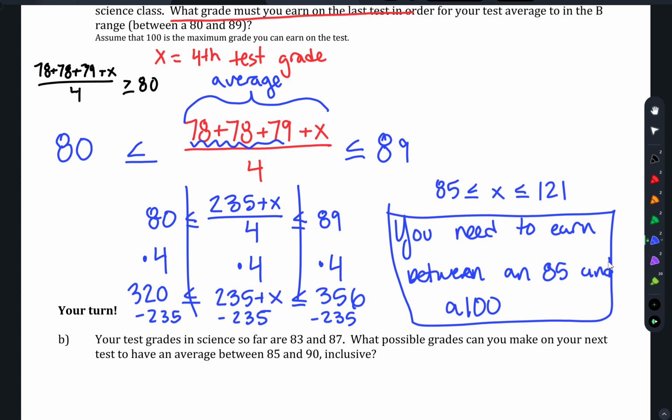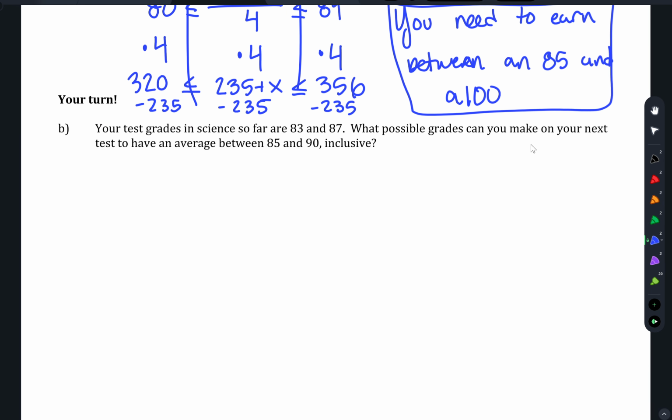Questions on that one? Can we just really quickly do this last one? Maybe just the setup if we can do it really fast. Your test grades in a science so far are 83 and 87. What possible grades can you make on your next test to have an average between 85 and 90? This word inclusive means we could equal 85 and we could equal 90, and that would be fine. How would we set this up?